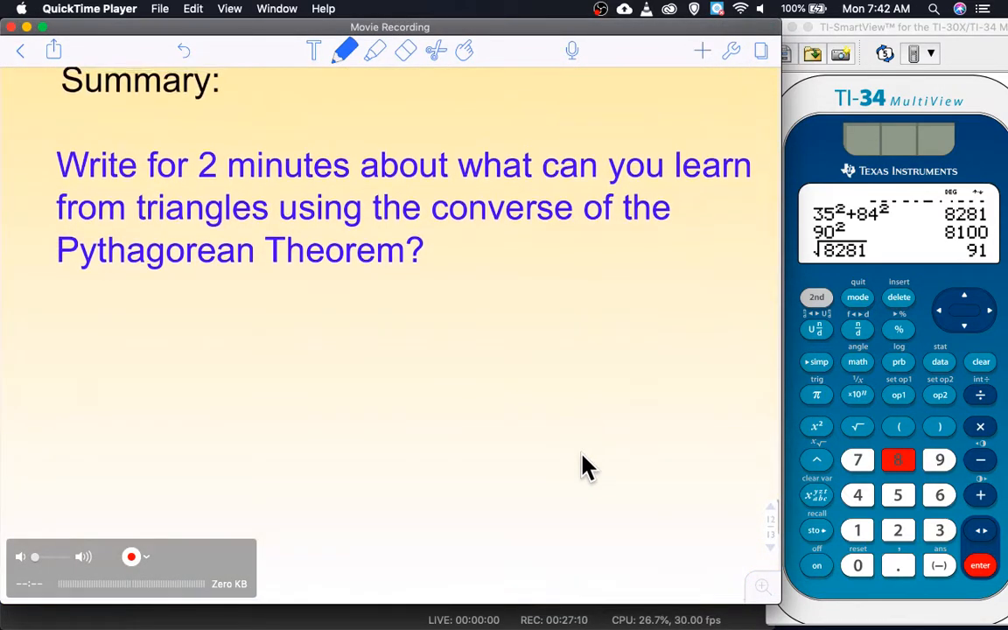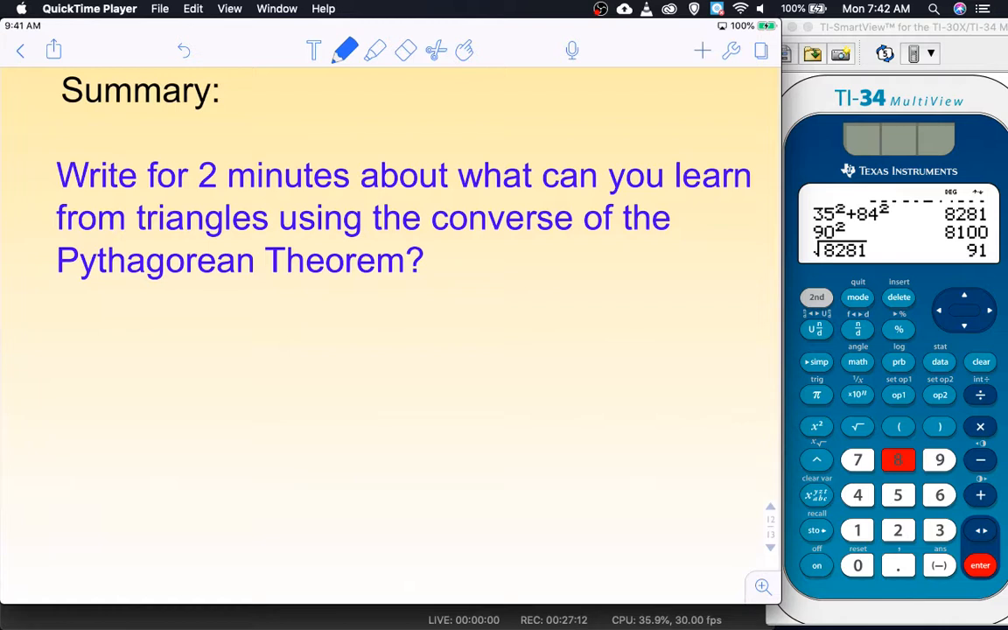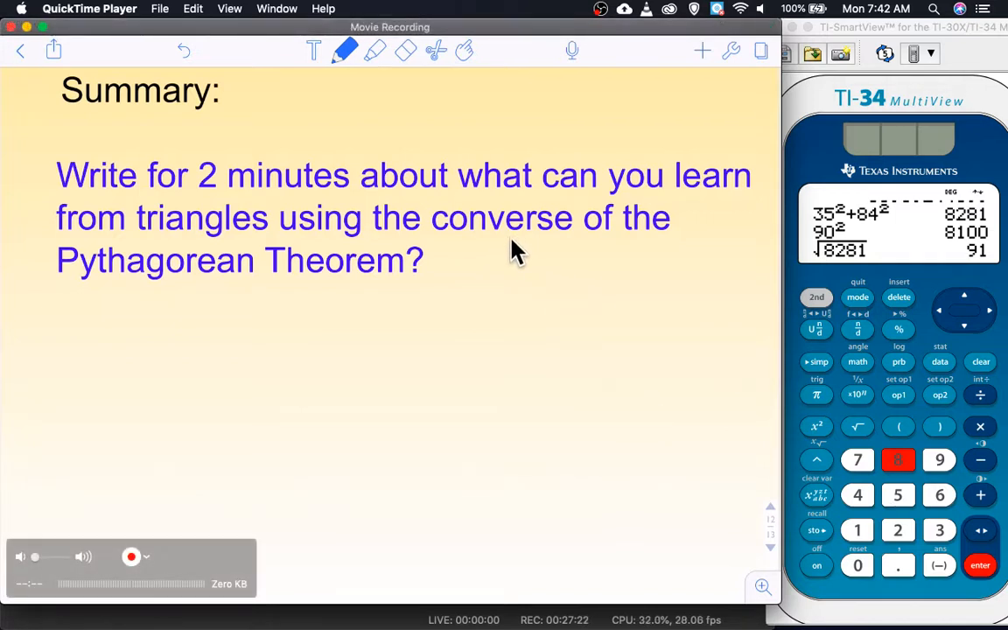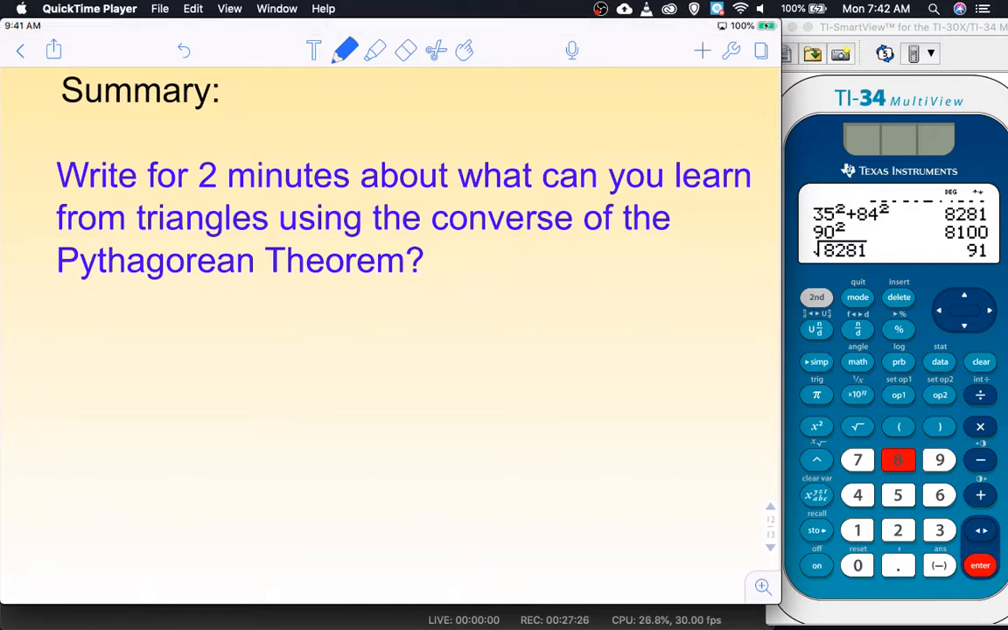So for the summary, can you write for, it says 2 minutes, a couple minutes, about what you've learned from triangles using the converse of the Pythagorean theorem? Like, what can you learn? What can you figure out using the converse of the Pythagorean theorem, the thing we learned in this lesson? Okay, I'm not going to write for 2 minutes because you don't need to watch that. But I'll give you a little summary.